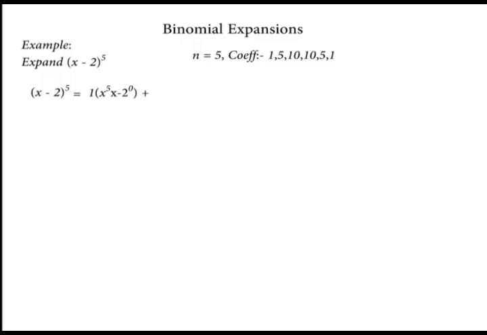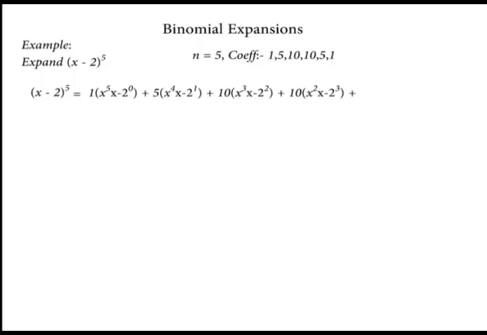Plus second term, the coefficient is 5 times x raised to the power of 4 times (-2) raised to the power of 1. Third term, coefficient is 10, x is raised to the power of 3 times (-2) raised to the power of 2. Plus, in the fourth term, coefficient is 10 times x raised to the power of 2 times (-2) raised to the power of 3.